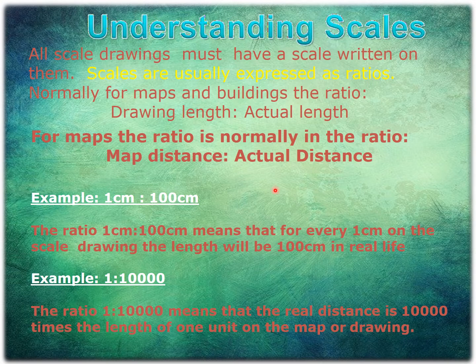The ratio 1 centimeter is to 100 centimeter means that for every 1 centimeter on the scale drawing, the length will be 100 centimeter in real life. Another example, 1 is to 10,000. The ratio 1 is to 10,000 means that the real distance is 10,000 times the length of one unit on the map or drawing.